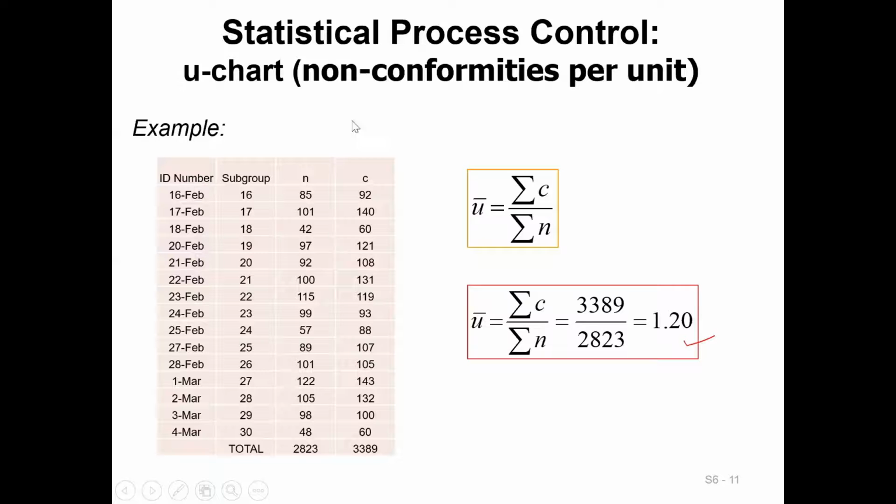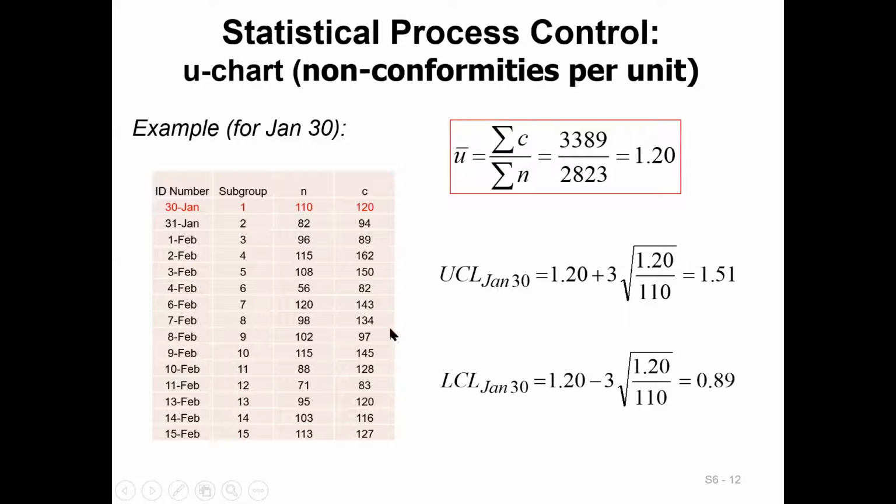The upper control limit and lower control limit with the u-chart are not consistent. They vary from subgroup to subgroup. So we have to calculate the upper control limit for every single subgroup. Nightmare, right? Okay, for example, we start with January.